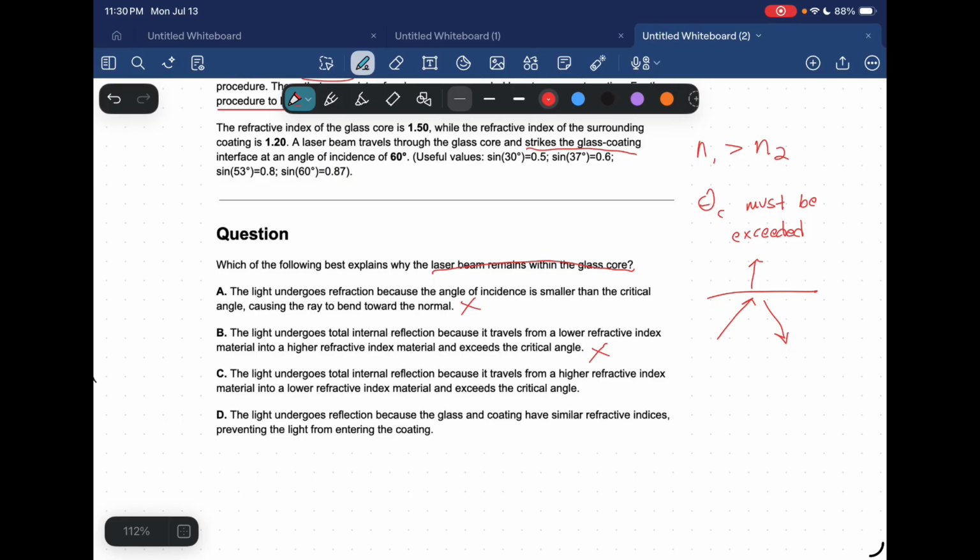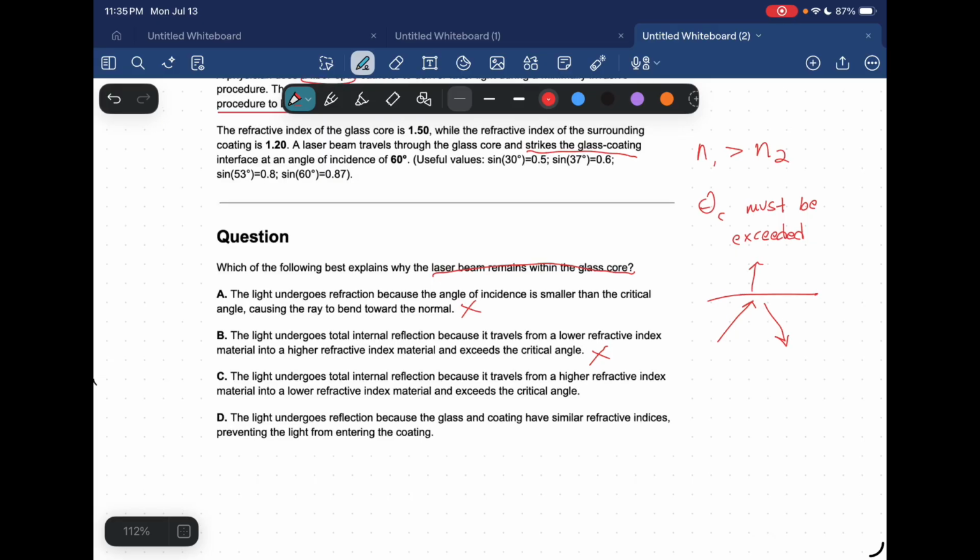C reads, the light undergoes total internal reflection because it travels from a higher refractive index material into a lower refractive index material and exceeds the critical angle. So yeah, it looks like C's our answer because it satisfies the two criteria that are required for total internal reflection to occur.